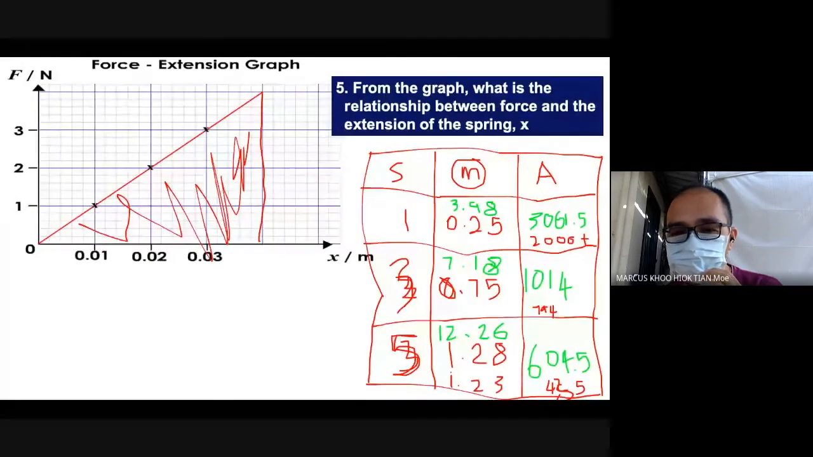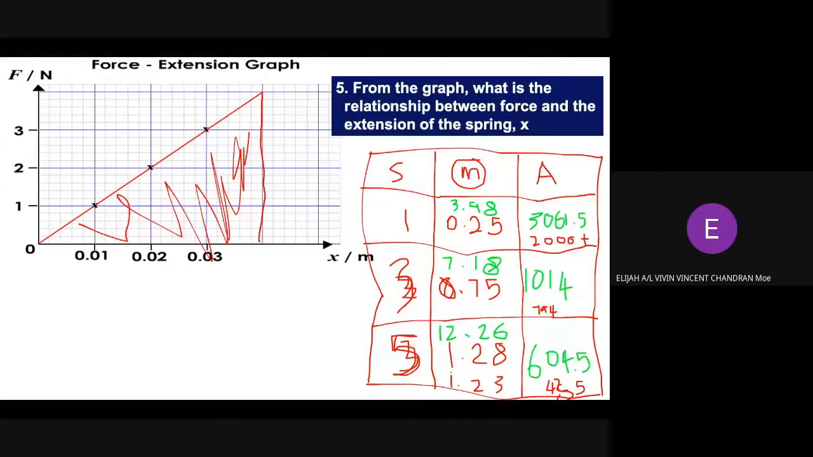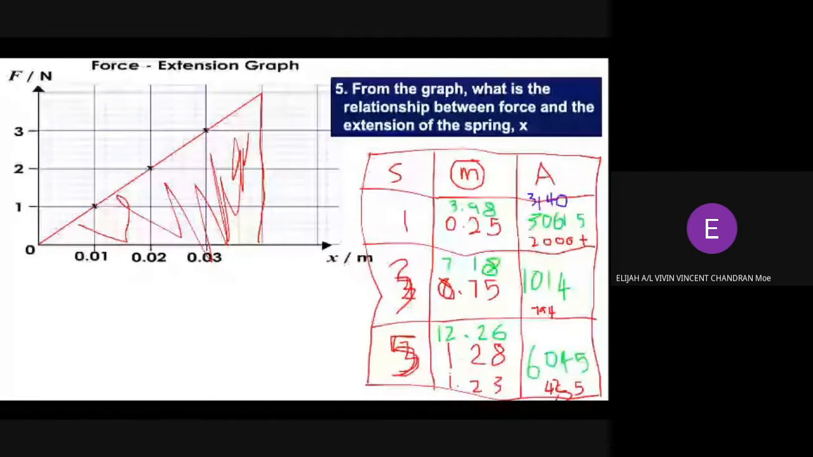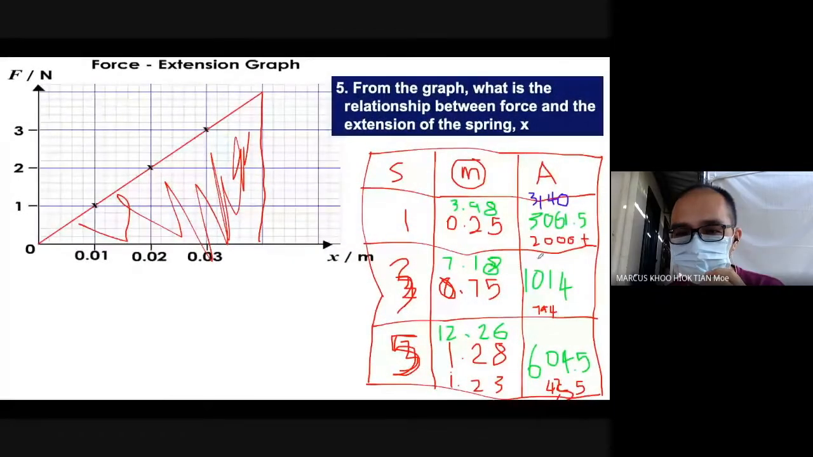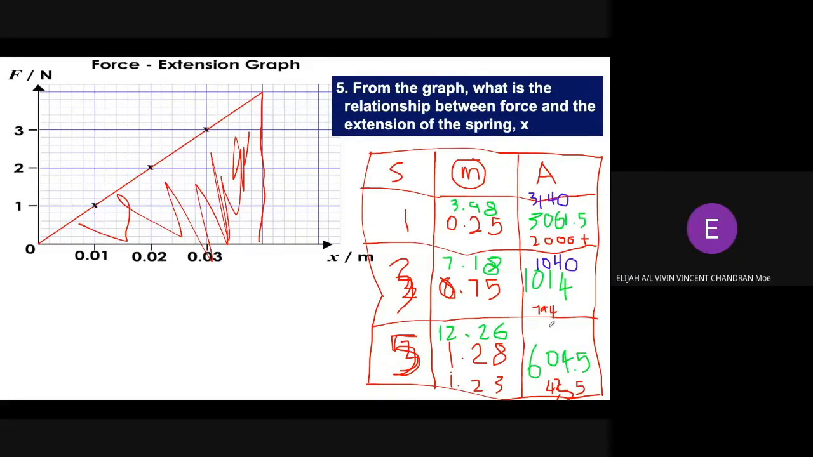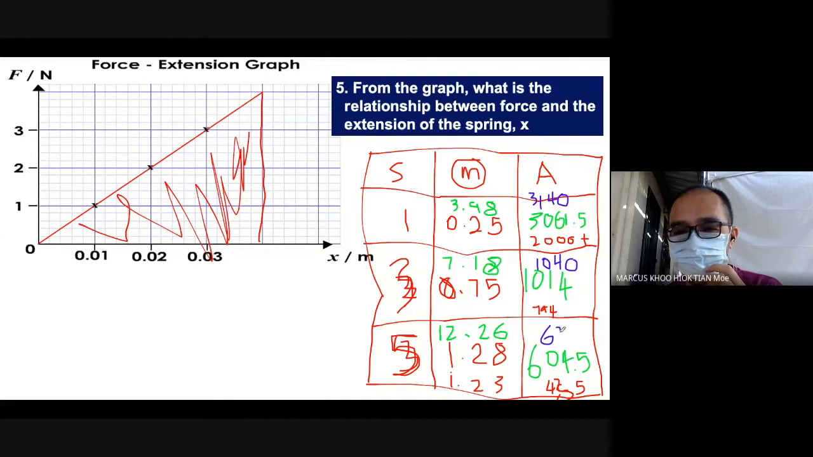Is it very far, sir? Stiffness 1: 3140. Okay. Stiffness 3? 1040. Okay. The fifth one? Stiffness 5? 620. Okay, so quite similar to Lester's.